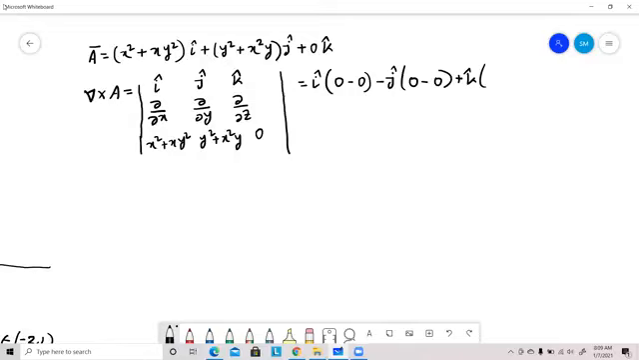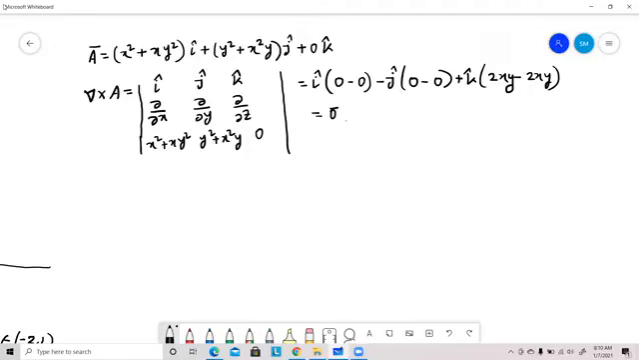2xy minus 2xy, twice xy minus twice xy. So every component becomes 0. That means we get the 0 vector.